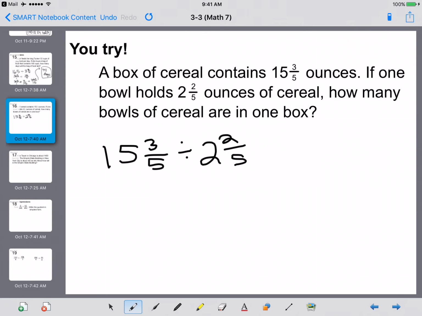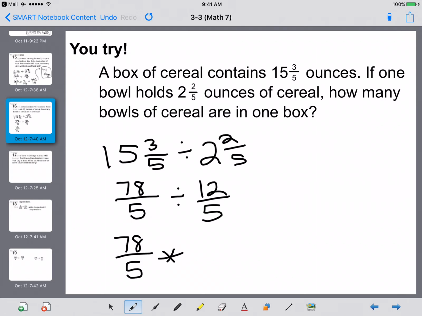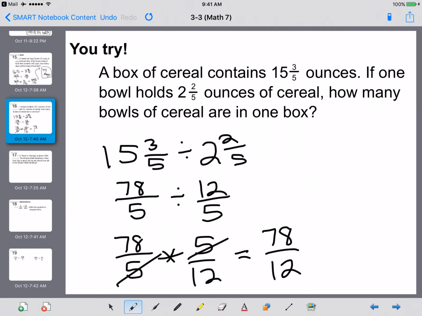To figure this out, we need improper fractions. So 15 times 5 is 75, plus 3 is 78 over 5. 2 times 5 is 10, plus 2 is 12 fifths. I can turn this into a stay, multiply by our reciprocal, so switch and flip. If we have something on the top and something on the bottom, those can cancel out. So those 5's cancel out, and we have 78 over 12.